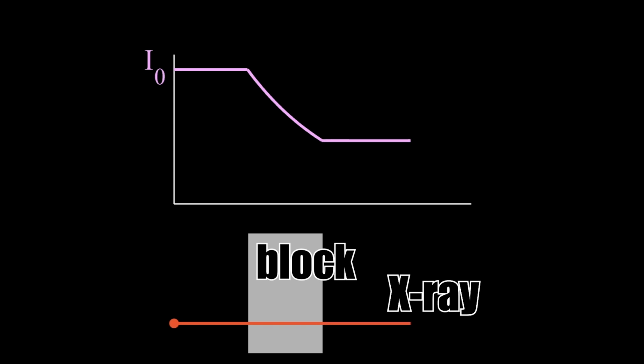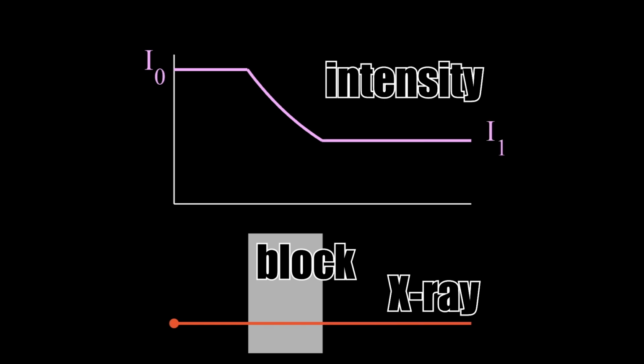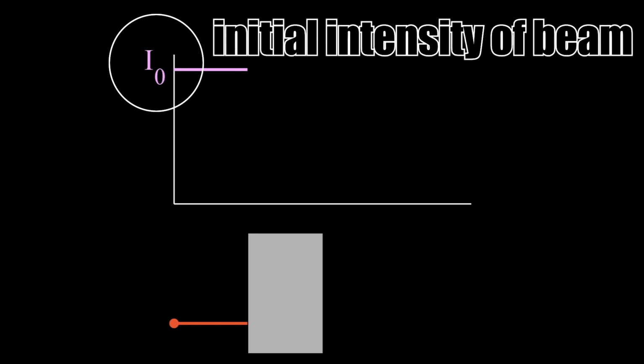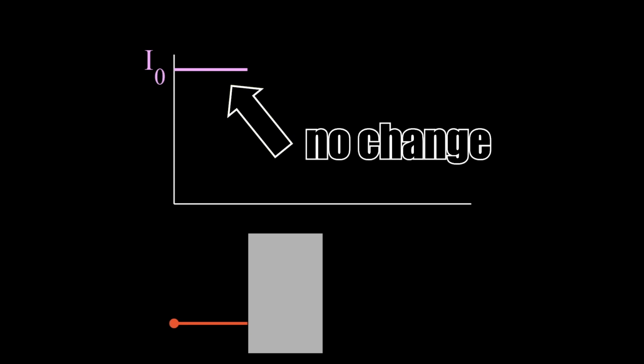Here you see a simple example with one block of homogeneous material. We send an X-ray through the block. The graph above shows the change in X-ray intensity as it travels. Let's look at this process more closely, pausing it at crucial moments. The initial intensity of the beam is denoted by I0. It can be thought of as the number of photons per unit time traveling along the ray. When the beam travels through empty space, its intensity remains the same.